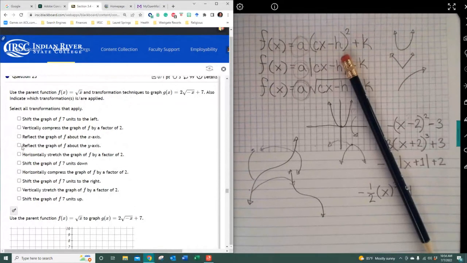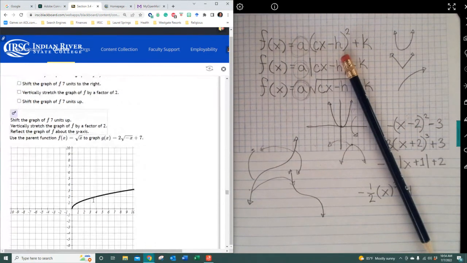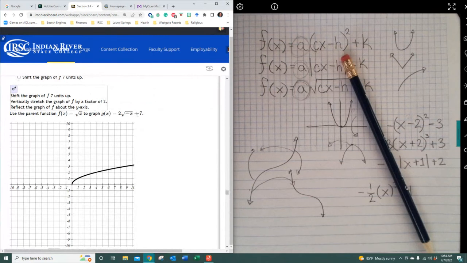This one is being vertically stretched 2 units. It's being reflected over the y-axis, and it's being moved up 7 units. So you go ahead and find all those under here. Shifted 7 units up, vertically stretched by a factor of 2, reflect the graph of f about the y-axis, which I've indicated all of those to you. And then of course you can use your graphing calculator to do that.